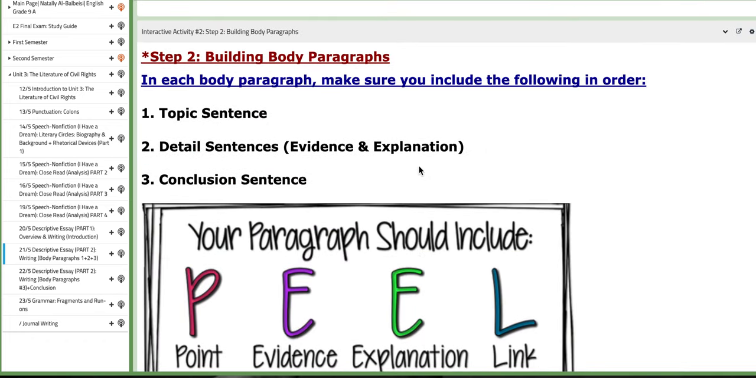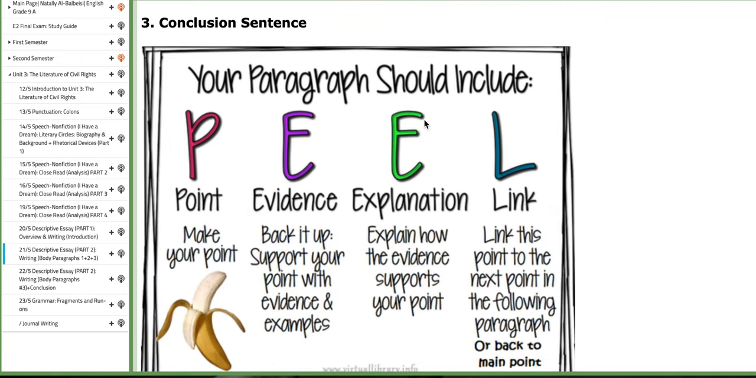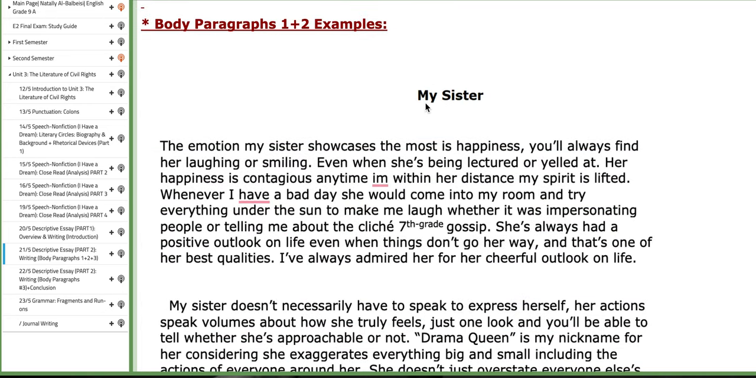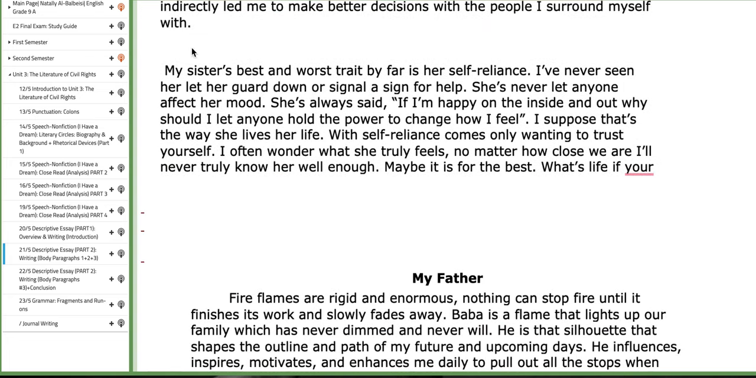Now, of course, in interactive activity number 2, I tell you exactly how to build your body paragraphs, including the topic sentence, detail sentences, and conclusion sentence. Basically, you need to follow the PEEL model, which provides point, evidence, explanation, and link. Of course, you have also samples for the body paragraphs.